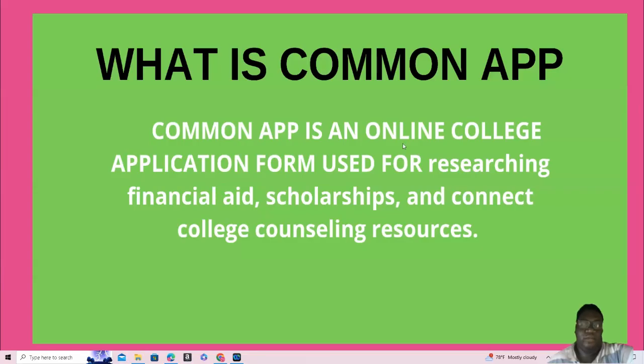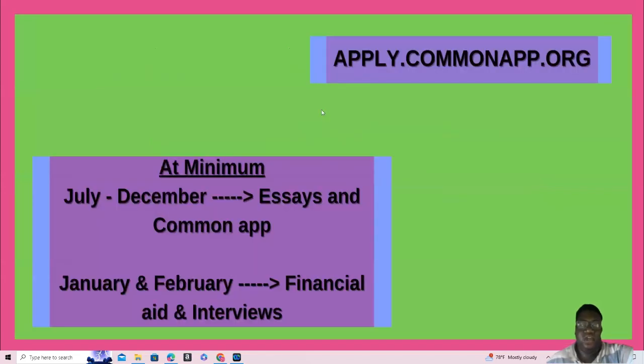What is Common App? Common App is another tool for college transition from high school. It is an online tool for researching financial aid, different scholarships, and connecting with college counselors. To go to the Common App, go to apply.commonapp.org. At the left-hand corner, you can see the deadlines for essays and the Common App, which are between July and December. And the deadline for financial aid and interviews should be done by February.